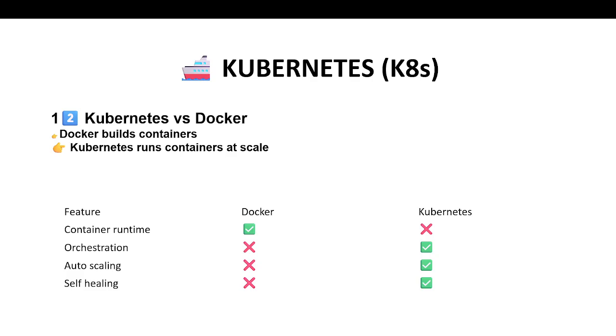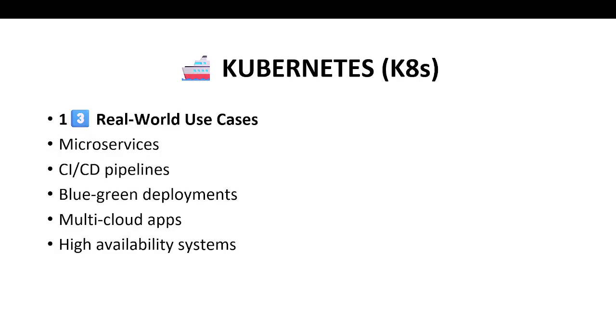So based on this comparison, what we can know is that for container runtime, Docker manages only the container runtime, and orchestration, auto scaling and self healing it doesn't manage. Kubernetes doesn't maintain a container runtime, but it will orchestrate, auto scale, and self heal. It manages all these things.